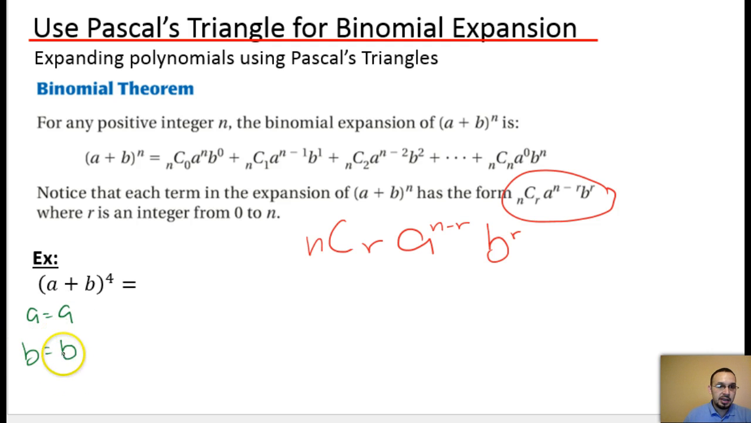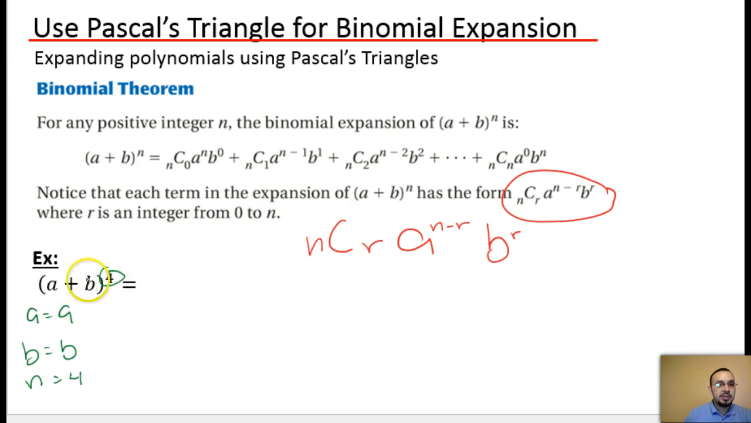Well, that's just b. And what is my n value? My n value is going to be my exponent. So my n value is 4. Now I have everything I need to set it up in this format. So again, we start with 0. So if we start with 0, I want all 4 iterations of this binomial.